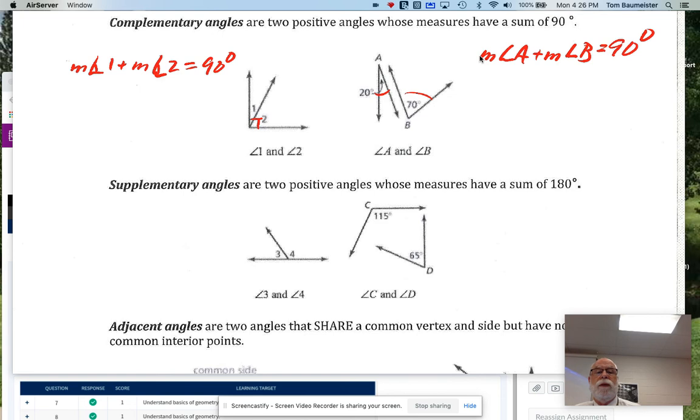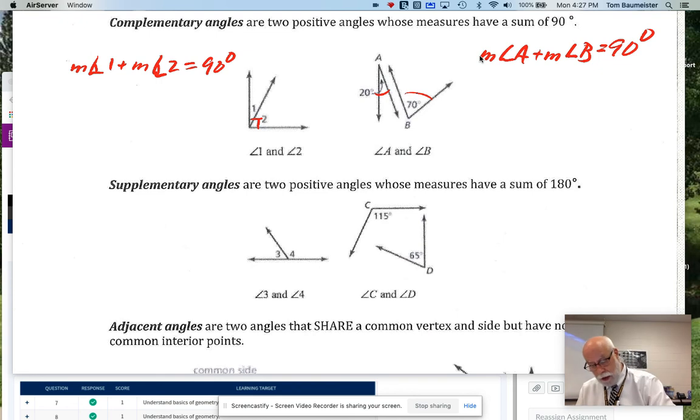Same thing with supplementary angles. Supplementary angles are two positive angles whose measures have a sum of 180 degrees. Again, they don't have to be connected. When they are connected, we're going to give them a certain name shortly. But on this one here, we can say that the measure of angle 3 plus the measure of angle 4 is equal to 180 degrees.